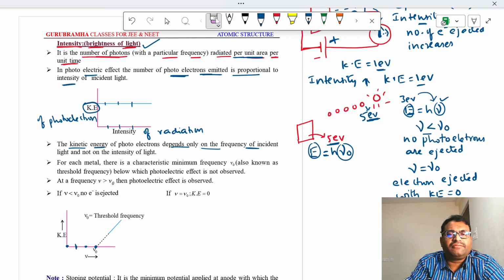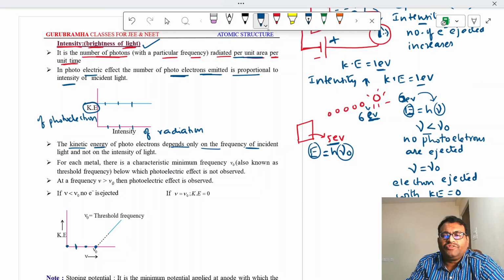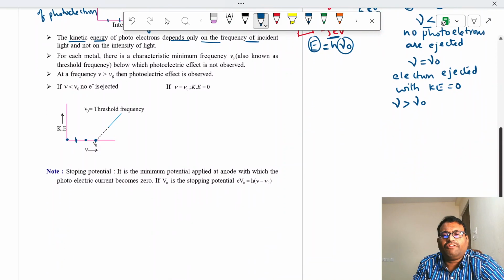Now I am increasing this energy to 6 electron volt. So now what is the condition? Nu greater than nu naught. This energy is proportional to frequency. The more the frequency, the more the energy. Let us take 6 electron volt, the frequency will be more. So when nu is greater than nu naught, what will be the condition?